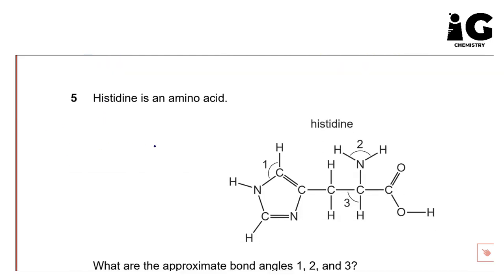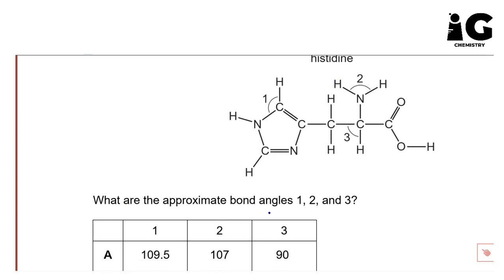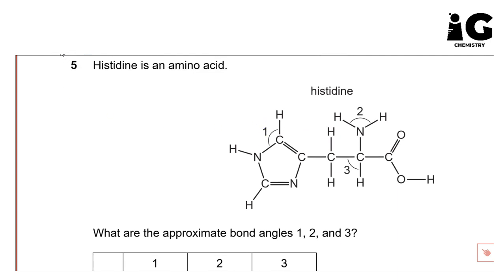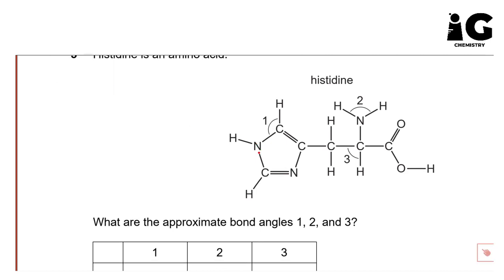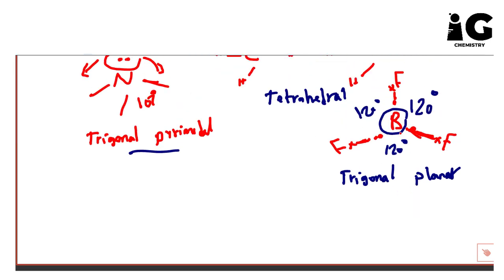Number 5, histidine is an amino acid. This is the shape of histidine. What are the approximate bond angles 1, 2, and 3? So if we check 1, I think we can make sure that the carbon atom here, guys, is the central atom. It's surrounded by 1, 2, 3. No lone pair actually in the case of carbon. So because there's no lone pair, we can take the same case like this. It's going to be trigonal planar, and every angle is going to be 120, exactly like this.